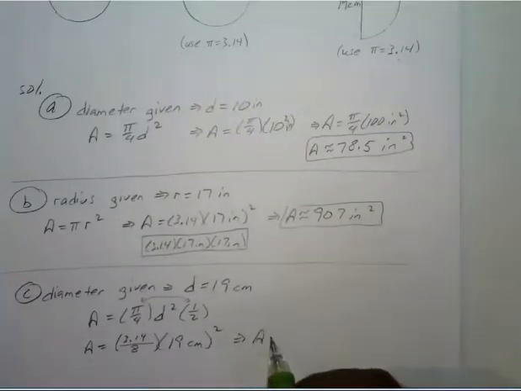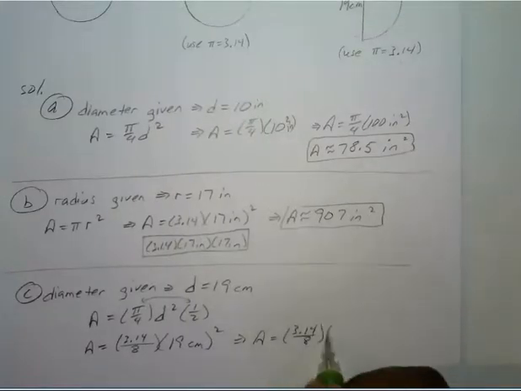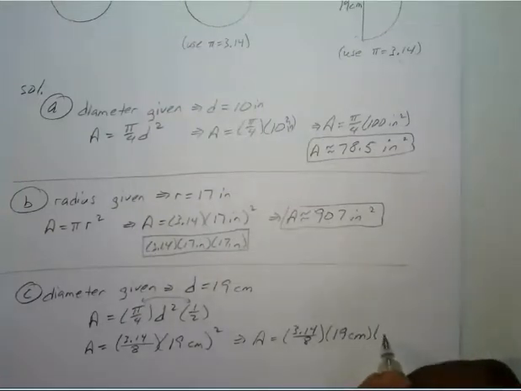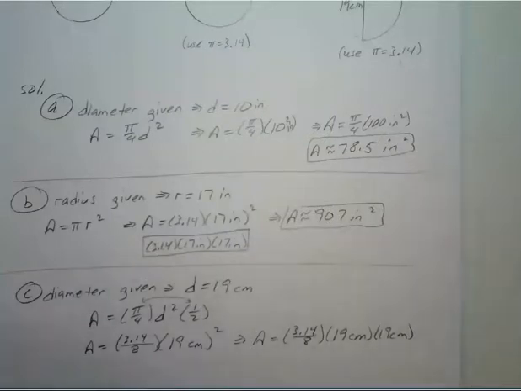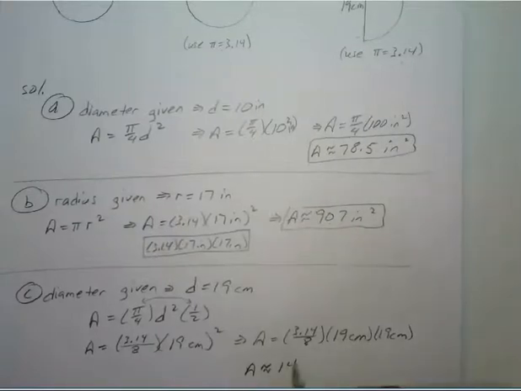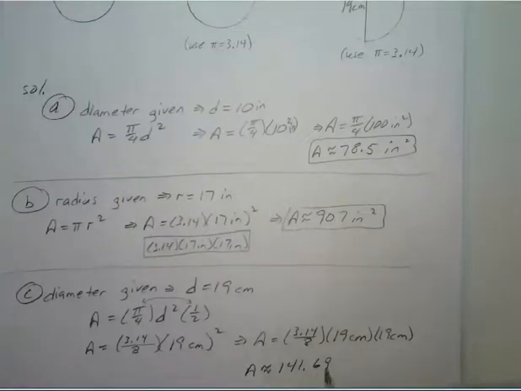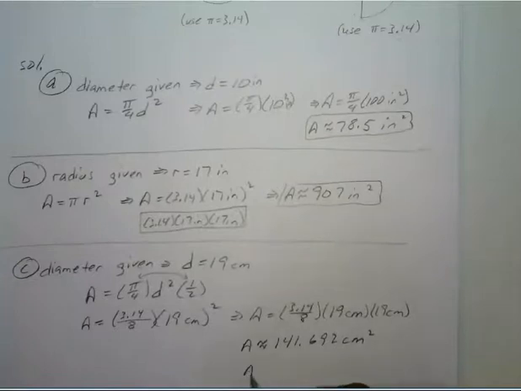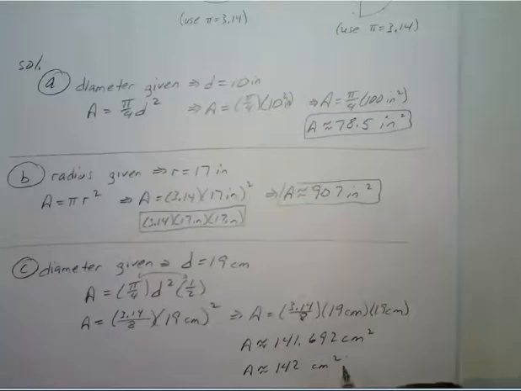So if we get our area equal 3.14 divided by 8 times 19 centimeters squared, which is 19 centimeters times 19 centimeters. Okay, so you plug all these values into your calculator, you get an area that's approximately equal to 141.692 centimeters squared. But if we round it to 3 significant digits, our area is approximately 142 centimeters squared.